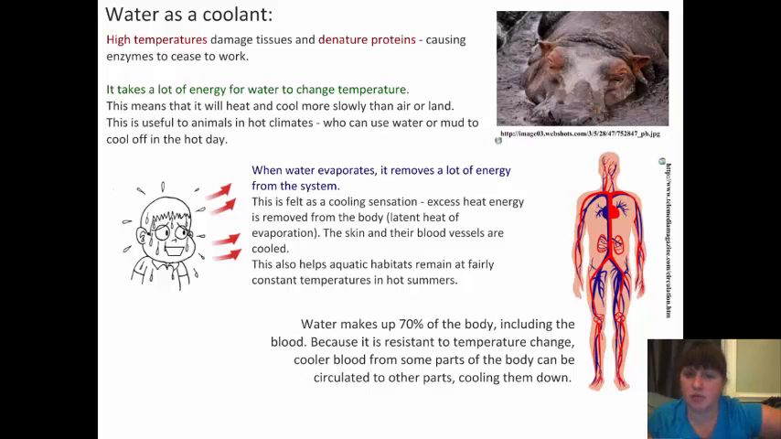Also interesting to note that water makes up 70% of the body, which includes the blood. Because it's resistant to temperature change, cooler blood from some parts of the body can be circulated to other parts, cooling it down. This is also beneficial in another property of water, which is a high boiling point of water, and this allows water to remain liquid over a broad range of temperatures, which is helpful for our body since it is made up of 70% water.